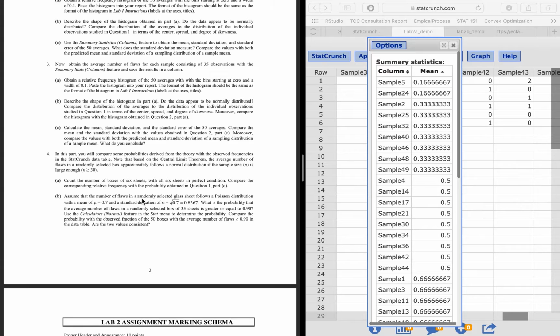4B says assume the number of flaws is randomly selected by Poisson and so on. What is the probability that the average number of flaws is at least 0.9 for a sample of 35? This is a good practice for the sample mean calculation, for the mean-based sampling distribution calculation. So basically, you're using normal to approximate the sampling distribution with mean mu 0.7 and sigma being this sigma over square root of 35, and then it's a z-score question because we are looking for probability of x bar is larger or equal to 0.9. Again, you do the calculation theoretically, and then you compare this.